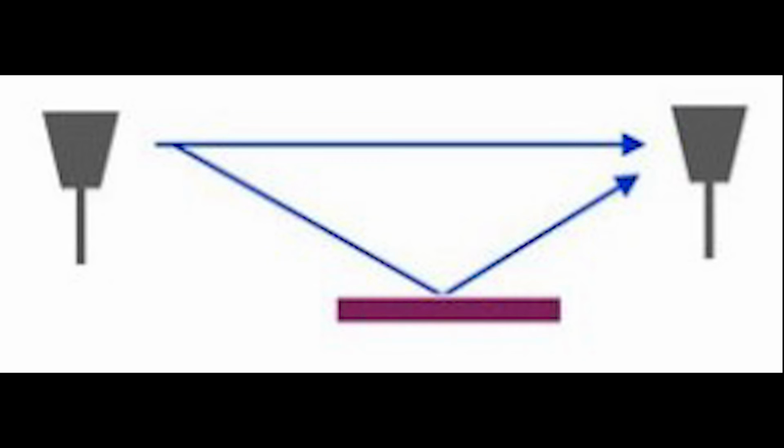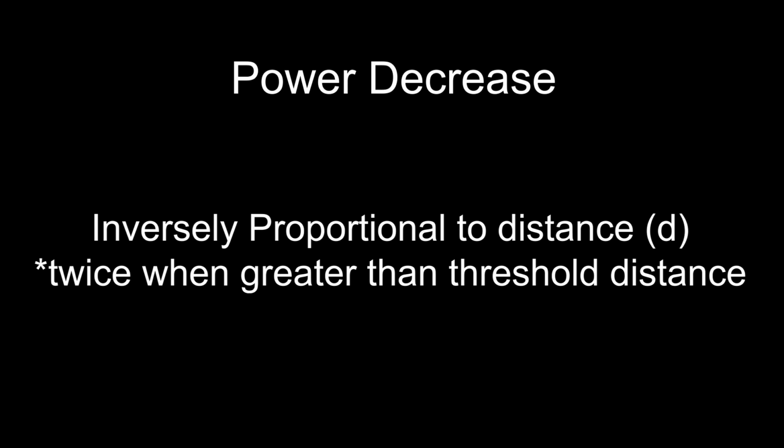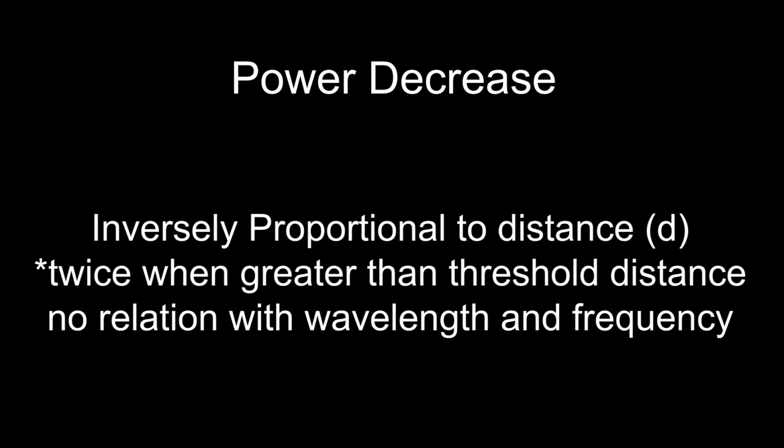The two-ray model means that the receiver receives two types of signals, line of sight and reflected. Ground bounce approximately cancels the line of sight path above the critical distance. Power decrease is characterized as inversely proportional to distance, and twice that when it is greater than the threshold distance. There is no relation of signal wavelength and frequency to the power.